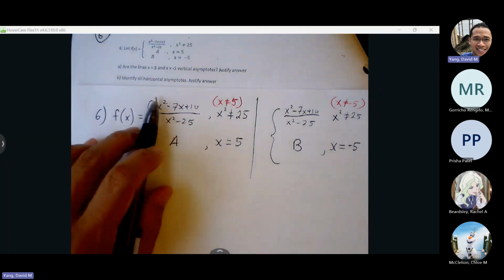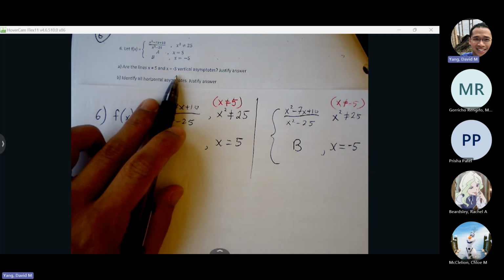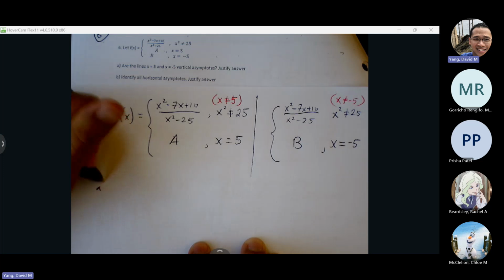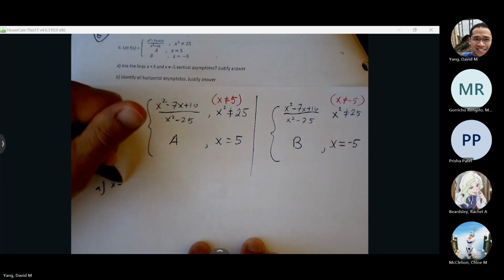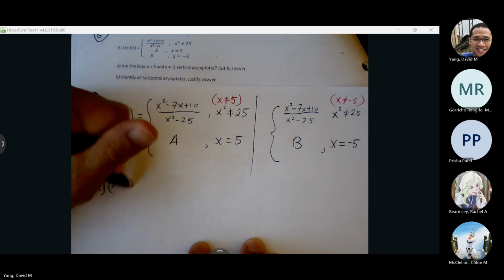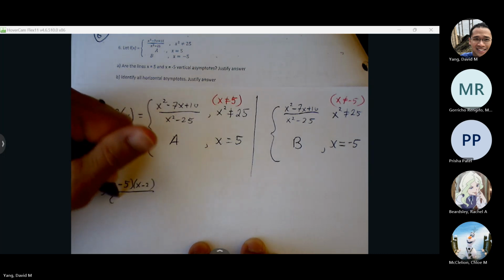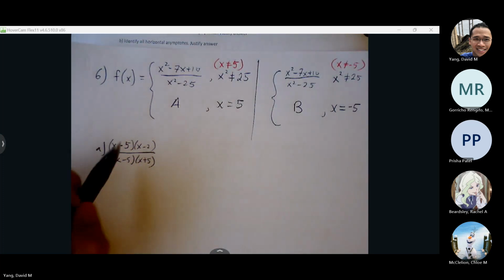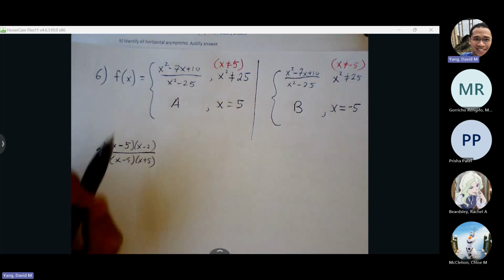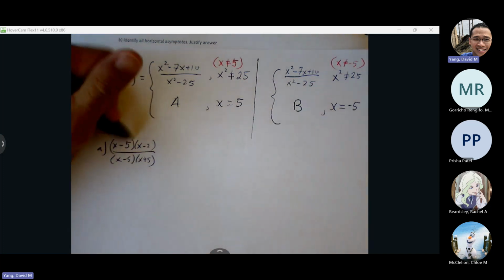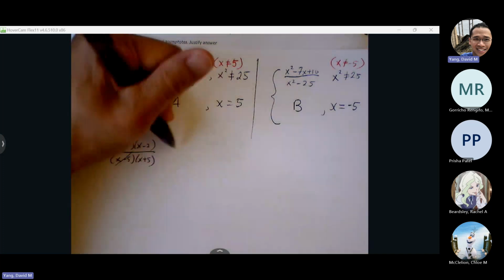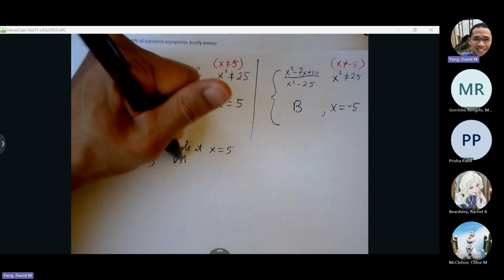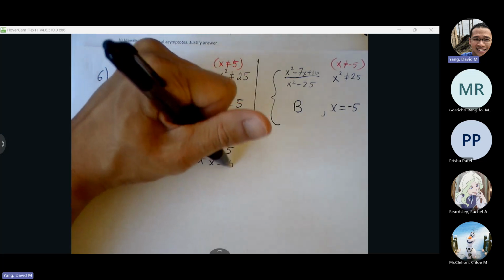But for part A, our lines x equals 5 and x equals -5 are vertical asymptotes? Well, if we factor everything out, we should be able to tell. So for part A, we'll do: multiplies to be 10, adds to be -7, so -5 and -2. And the 5s cancel out. X minus 5 cancels out. So you know there's a hole at x equals 5, and then you know there's a vertical asymptote at x equals -5.